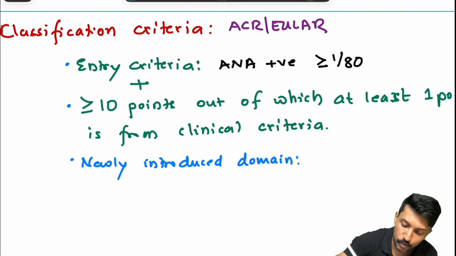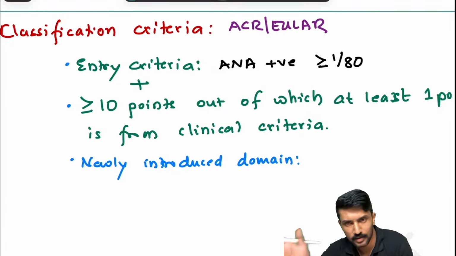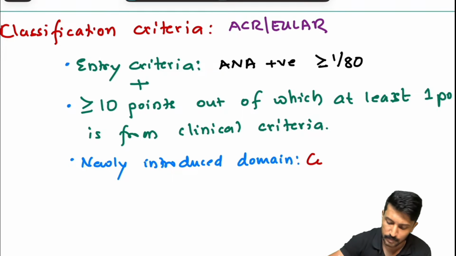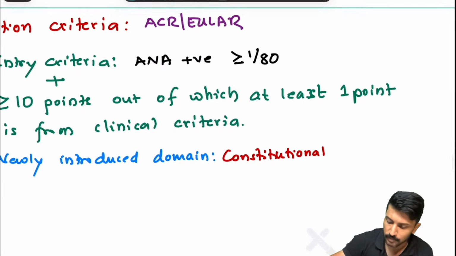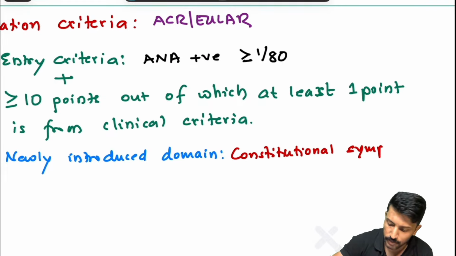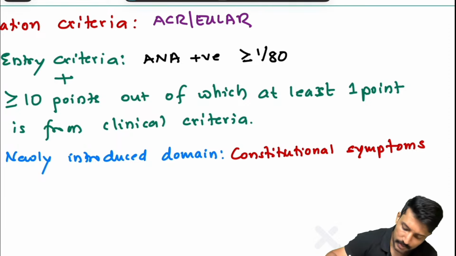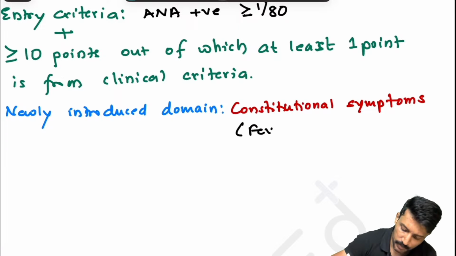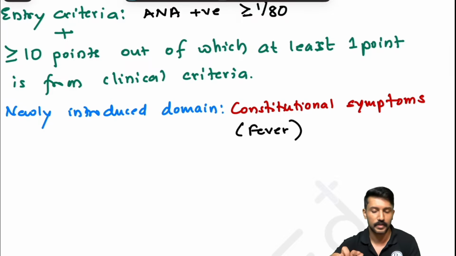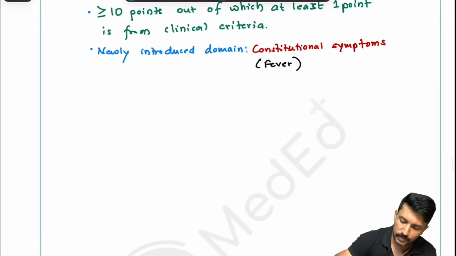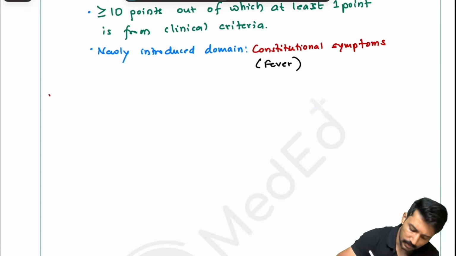That domain is constitutional symptoms. Earlier only organ systems were involved. No constitutional symptoms were given weightage. And what is the constitutional symptom that is being considered here for giving points? It is fever. So a patient of SLE or a patient where we are suspecting SLE, if they have fever, we give 2 points. So fever also is now part of this criteria.